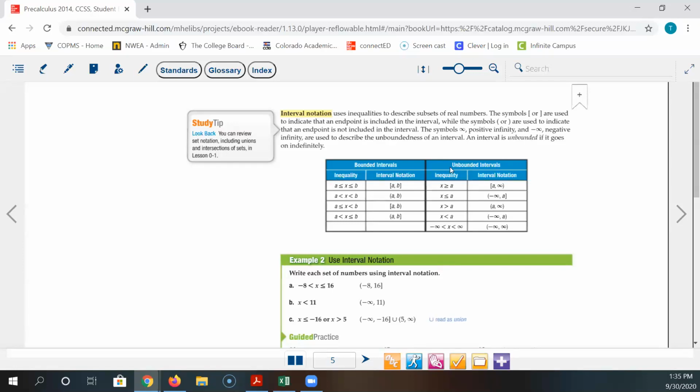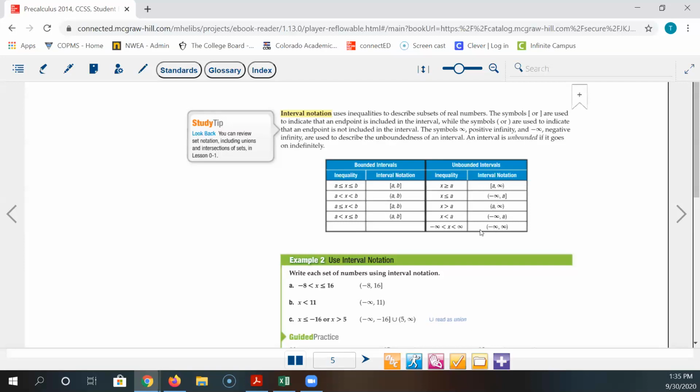But then you have what's known as unbounded intervals, meaning that as long as it's greater than or less than the number, any number is going to apply. And that's where you get positive infinity. This symbol right here kind of looks like an 8 turned on its side. That's known as positive infinity. This one with a negative is known as negative infinity. Negative infinity being the smallest number that you can imagine, positive infinity being the greatest number that you can think of.